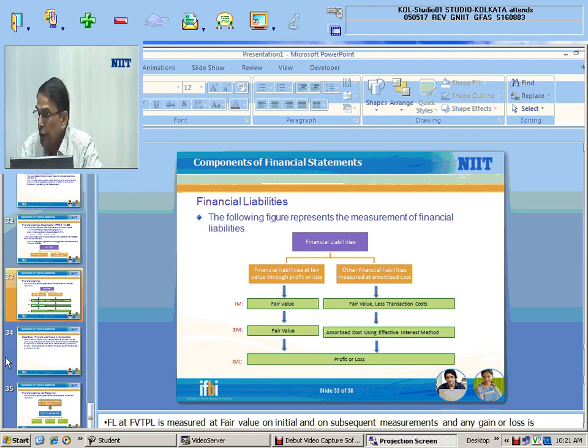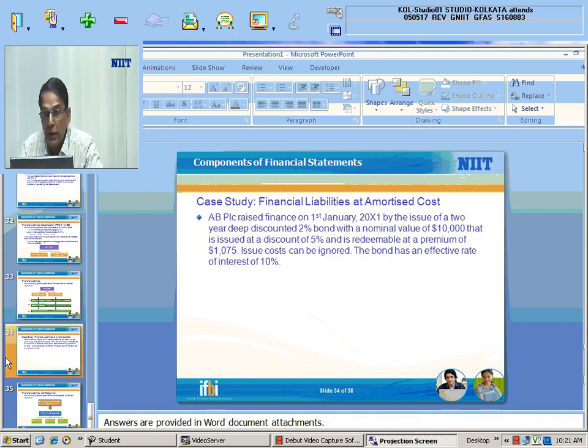So this case study is for financial liability at amortized cost. The issuer is REV PLC. They issued a 2-year deep discount bond, 2% bond. That means the bond carries a nominal interest of 2%. Nominal value is 10,000. So every year the interest paid is 2% of 10,000. That is 200. It is issued at a discount of 5% and is redeemable at a premium of 1,075.